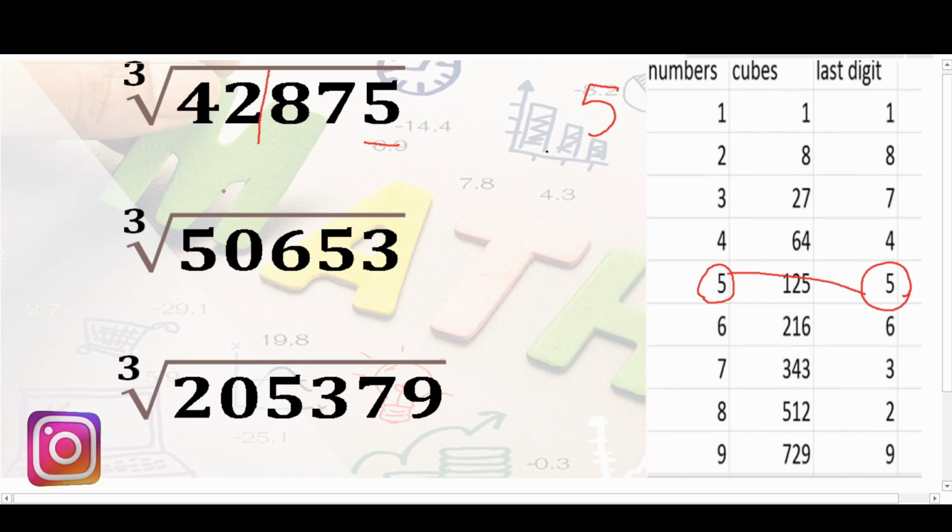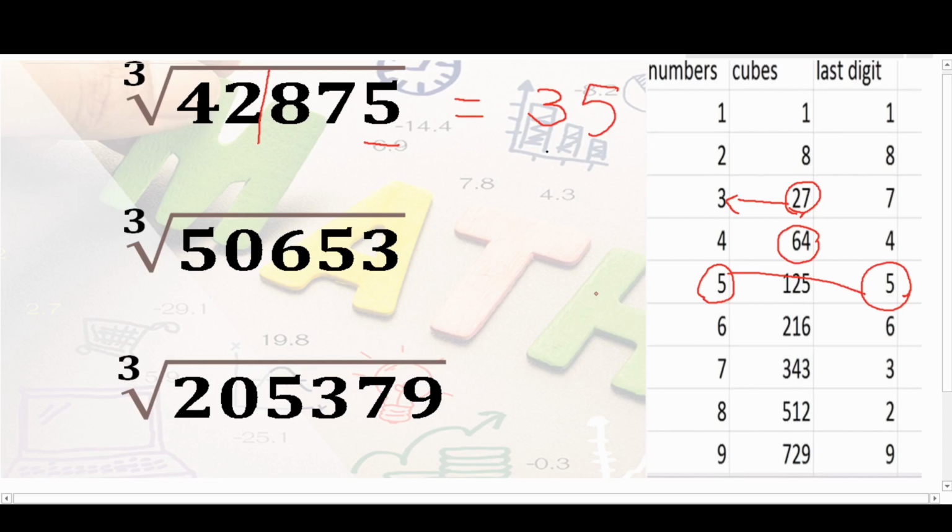I have 42. See, where does this 42 lie in column number 2? This 42 lies between 27 and 64. I can't take 64 because it's bigger than 42. So I consider 27. 27 is nothing but the cube of 3. Therefore, I'll write it as 3 here. Therefore, the cube root of the given number is 35.